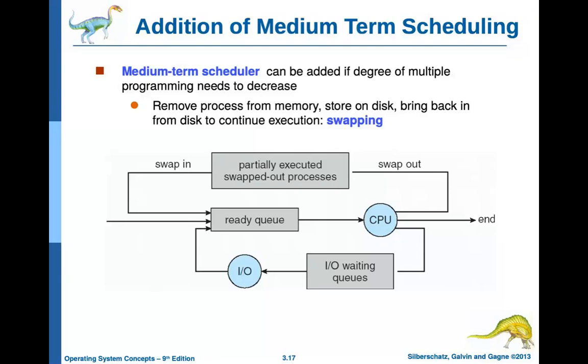Medium-term scheduler, here have a look. This is the swap space. The process is in memory.